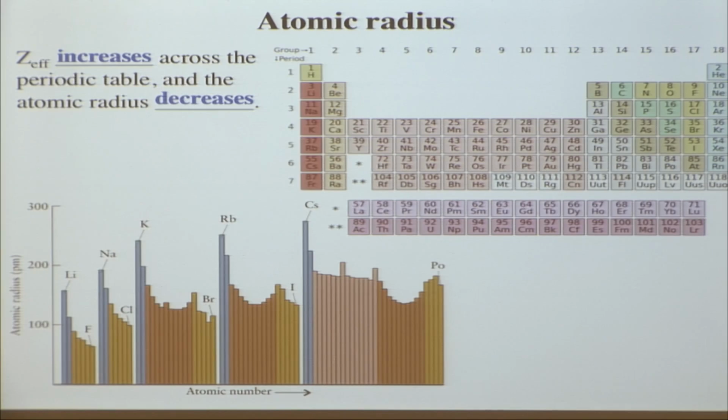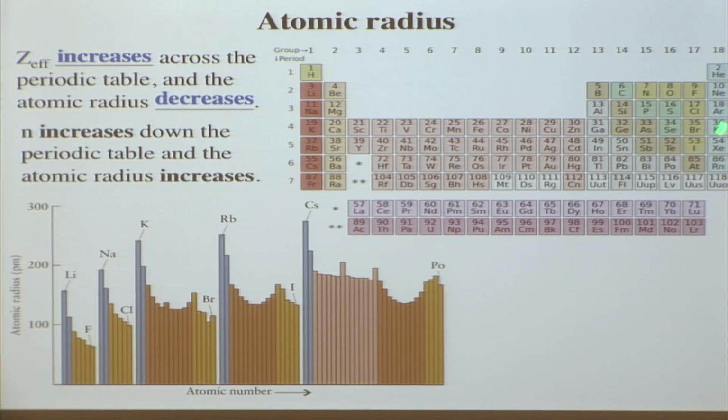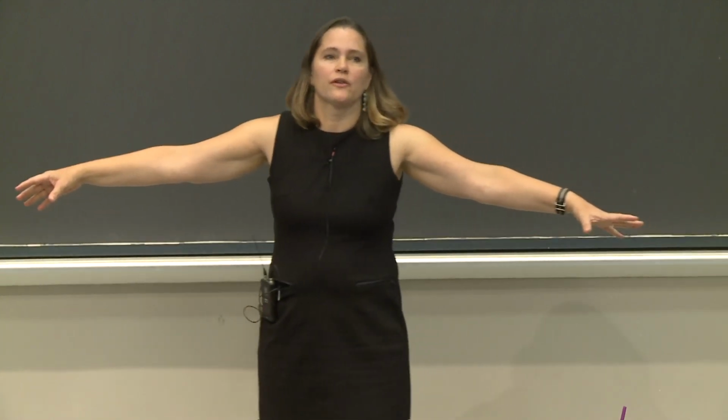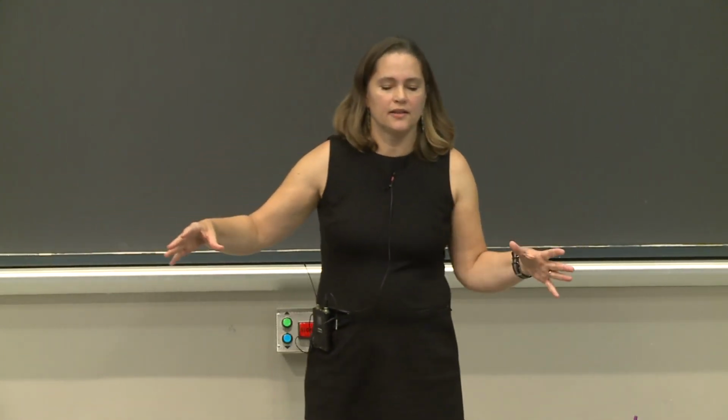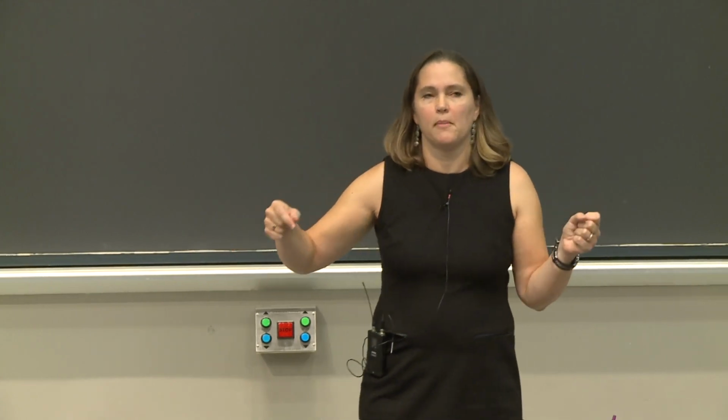It isn't until you go down the periodic table when n increases that you start to see the radius increase. There the electrons are getting farther away, and so you get this bigger atom. I like to think about it as sort of the mom at the park.